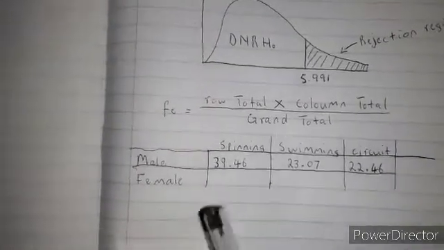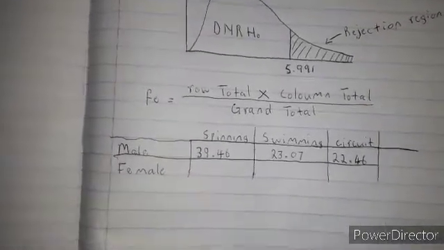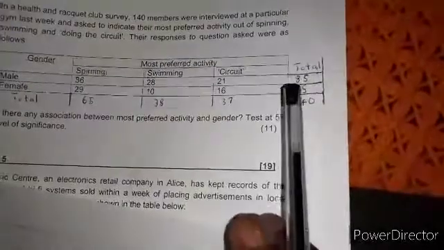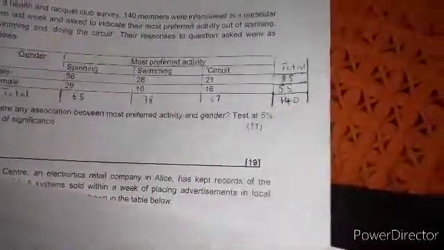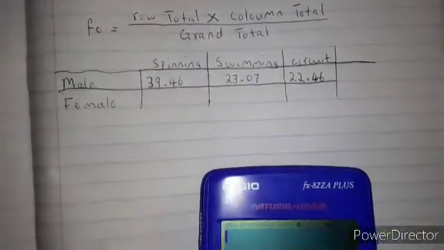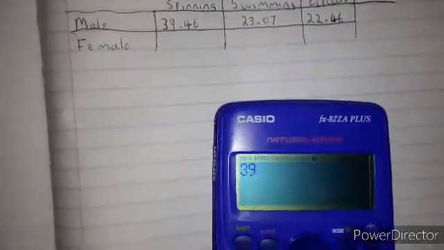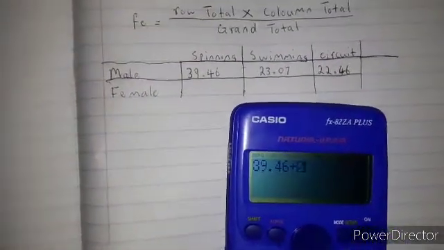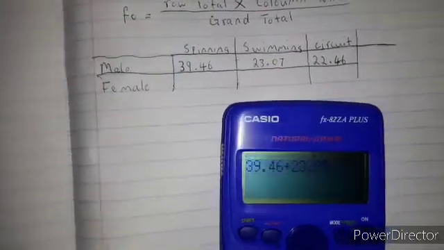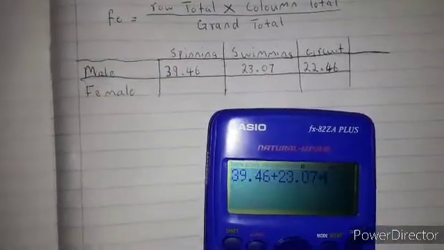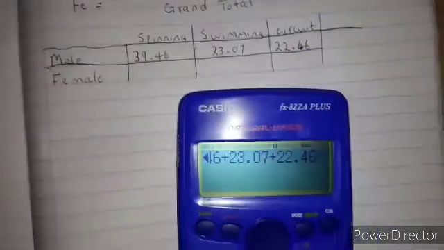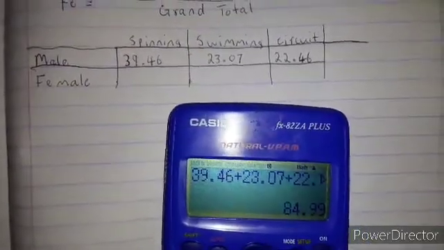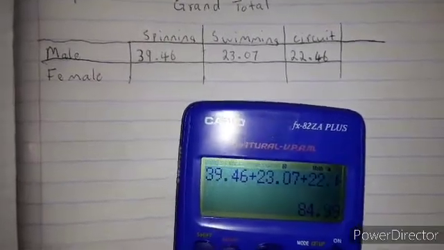In order to know that these expected frequencies are correct, their total must be close to 85, or must be equal to 85. Now let's double check. 39,46 plus 23,07 plus 22,46 is equal to, yes, it's very close to 85, which means our expected frequencies are correct.